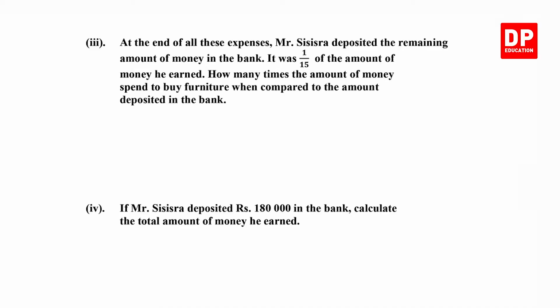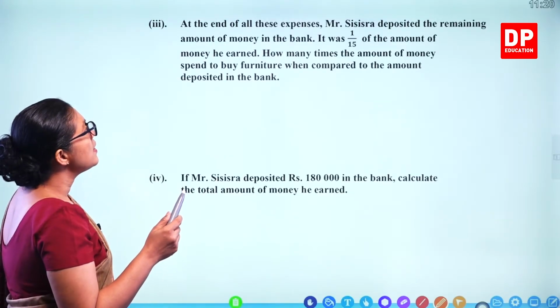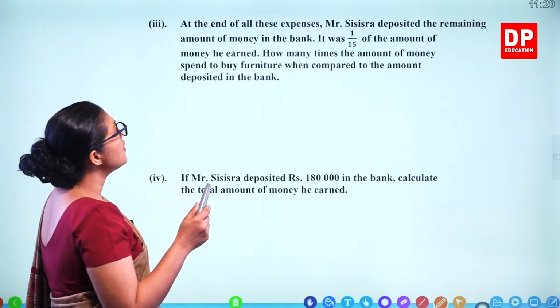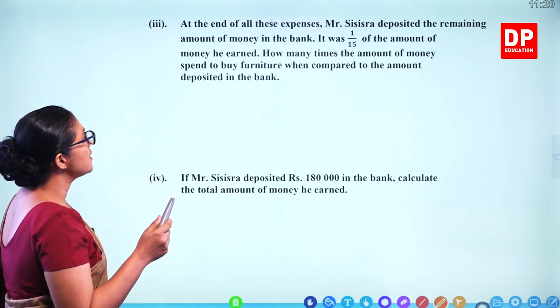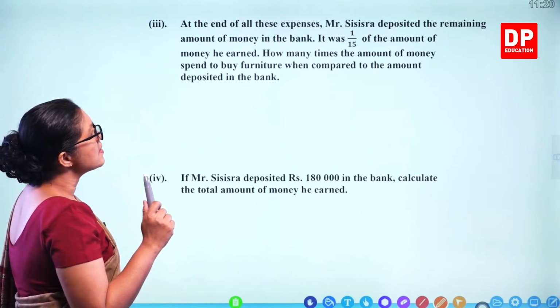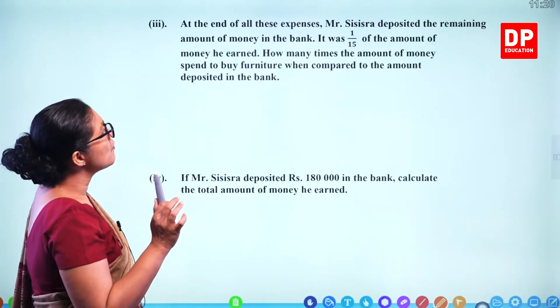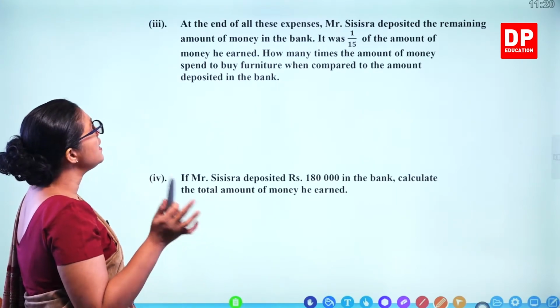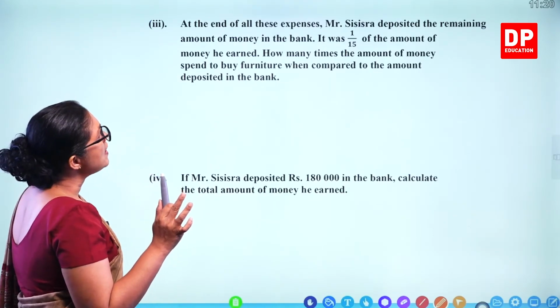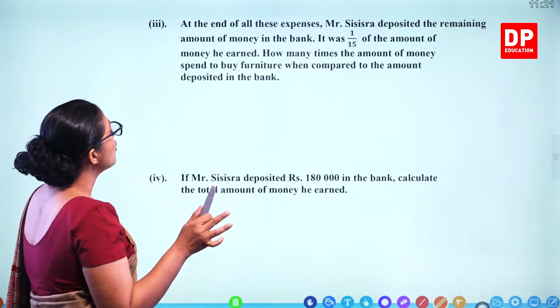At the end of all these expenses, Mr. Cicero deposited the remaining amount of money in the bank. It was 1/15 of the amount of money he earned. How many times the amount of money spent to buy furniture when compared to the amount deposited in the bank? So what is the remaining? It was 1 over 15 of the amount of money he earned.